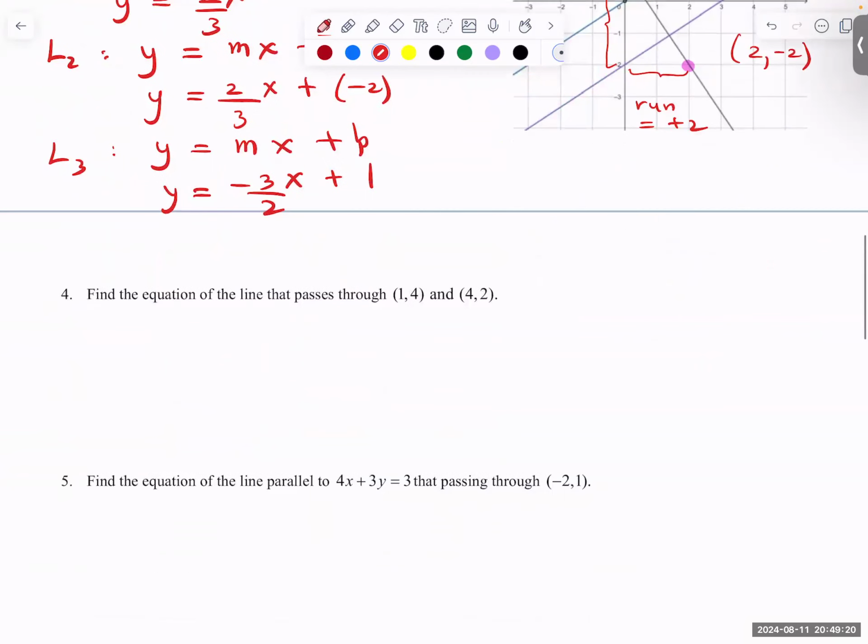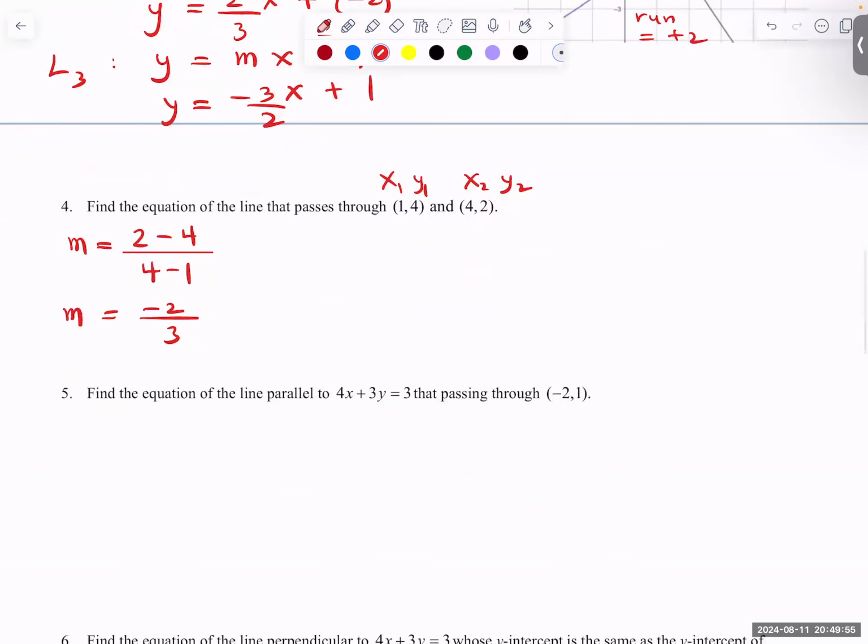Number 4, find the equation of the line that passes through the 2 given points. So let's label the first point (1, 4) as x1, y1, and the second point's coordinates as x2, y2. So the slope of the line is y2 minus y1, which is 2 minus 4, divided by x2 minus x1, which is 4 minus 1, which is -2 divided by +3. So the slope is -2/3.